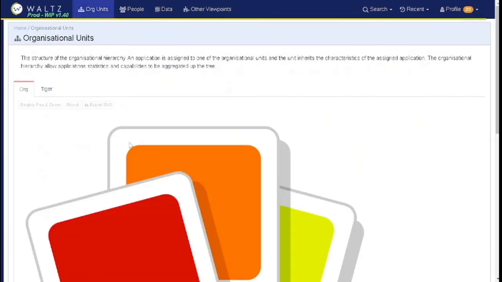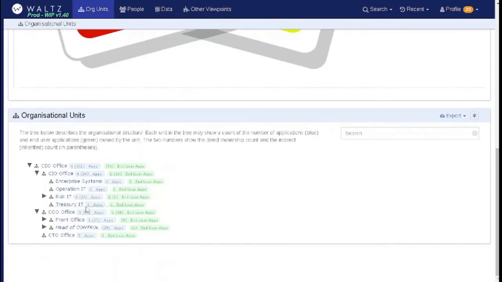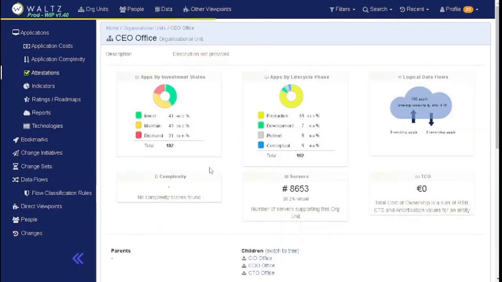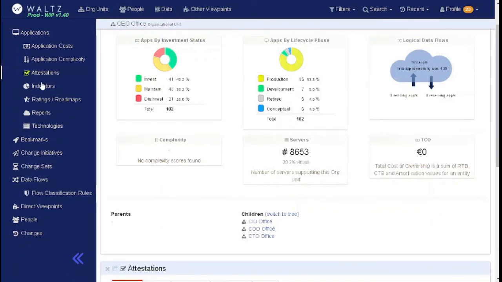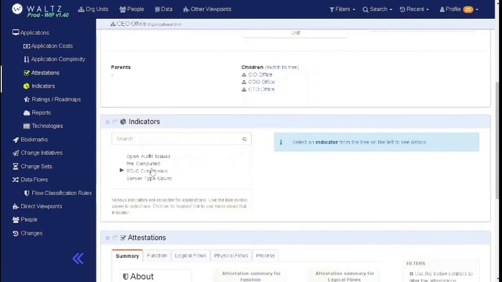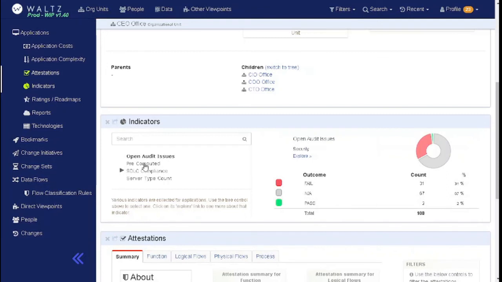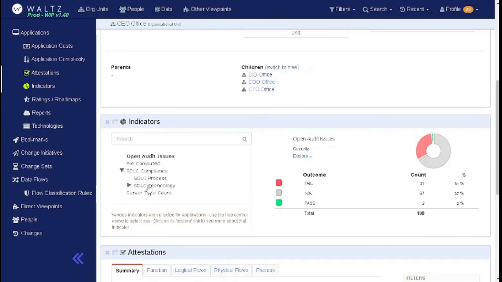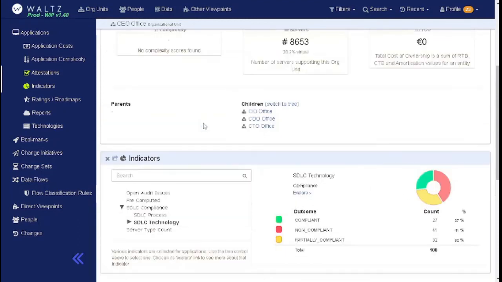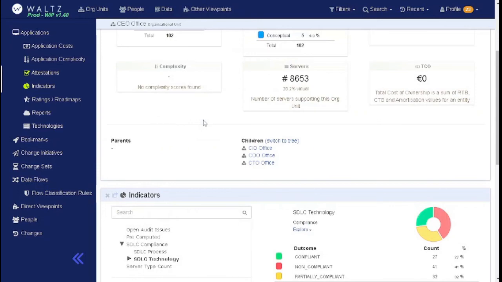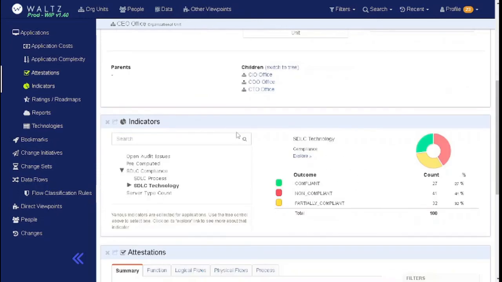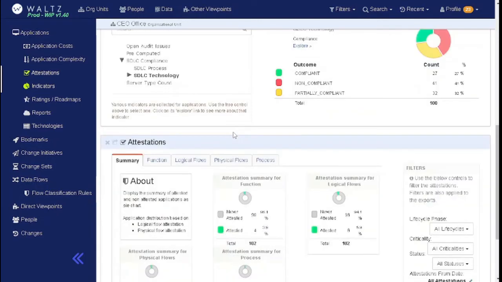Just to really quickly talk to, when I talked about the roll-ups that we're looking at, if I look at the CEO office, I can see the applications. If I go to look at something like indicators, I can then see whether we have open audit issues, how many are failing, how many are passing, and this is all derived from all that good information that we saw on the application lens. I think we took the SDLC technology, so we've got 41 apps as compliant, 27 not. Again, depending on your part of the organisation or your level of hierarchy, it gives you that really useful view to start a conversation.